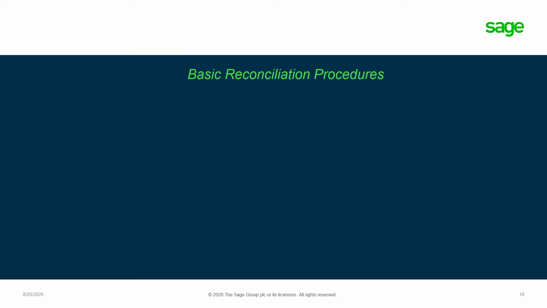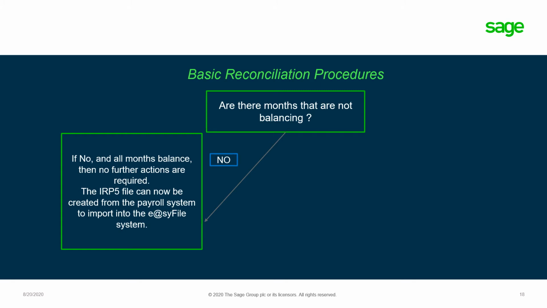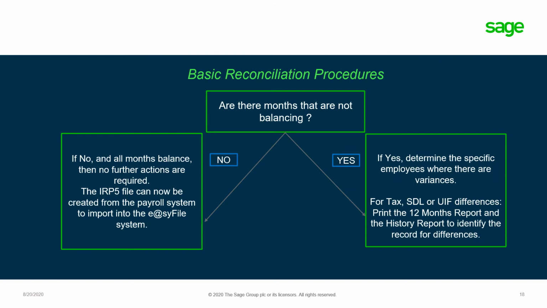Basic reconciliation procedures. Are there months that are not balancing? No. If all the months balance, then no further actions are required. The IRP5 file can now be created from the payroll system to import into the Easy File system. If yes, determine the specific employees where there are variances. For tax, SDL, and UIF differences, print the 12-month report and the history report to identify the records for differences.